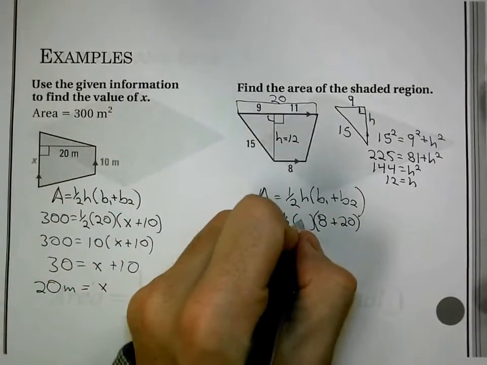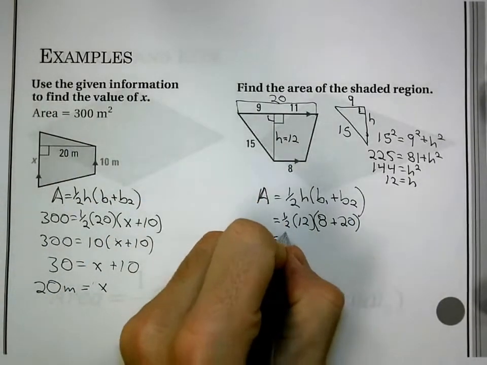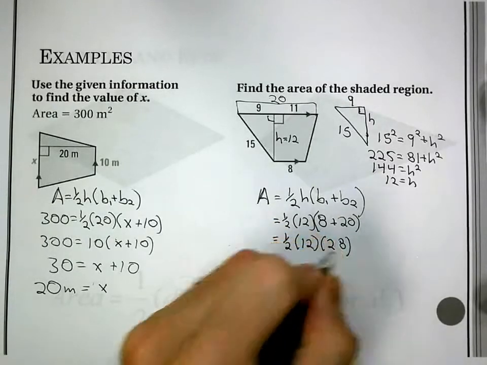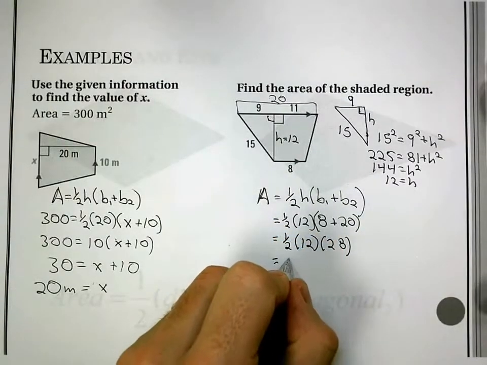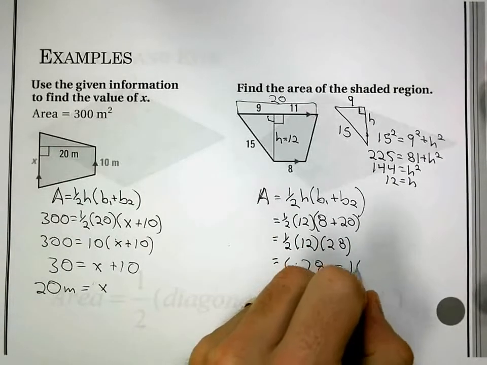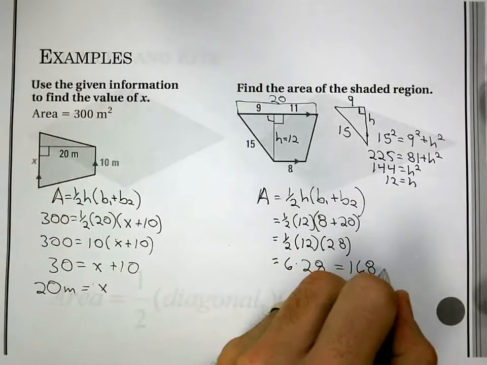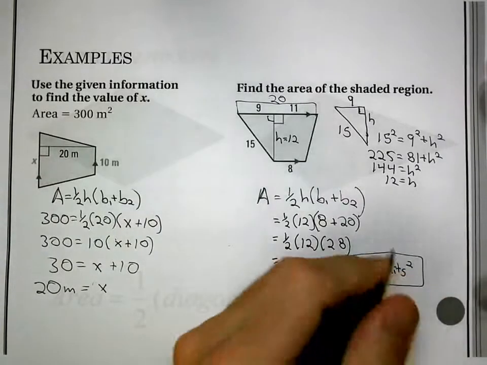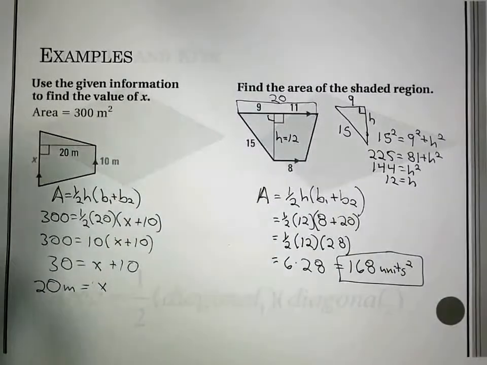I can plug that in. I have 1/2 times 12 times 28. Take half of 12, I get 6 times 28, which is 168. It's going to be units squared here because we don't have feet or inches, so just a generic units squared.